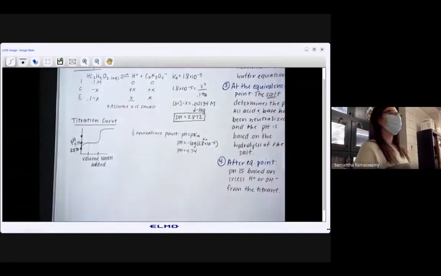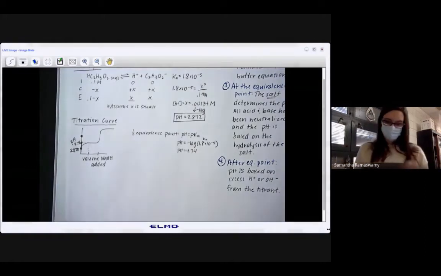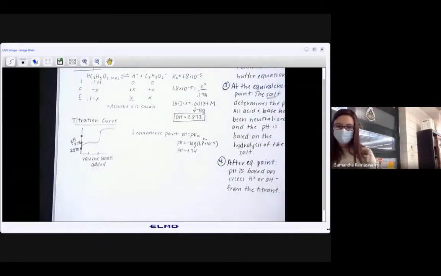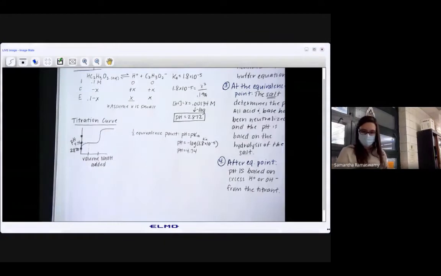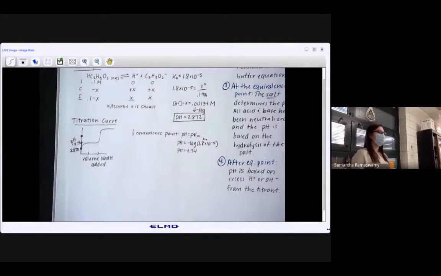Half equivalence point is important because pH equals pKa. That is where the weak acid is equal to its conjugate base, part of the buffer region. So we labeled initial pH. Now, if this is a strong base, weak acid, where would we expect the pH to fall, just in general?